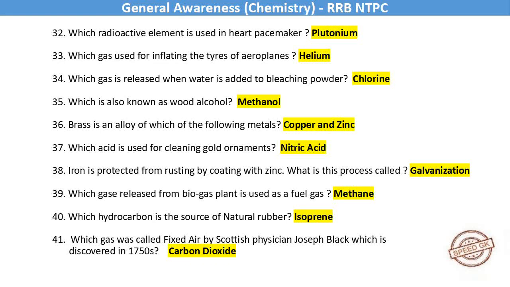Nitric acid. Iron is protected from rusting by coating with zinc. What is this process called? Galvanization. Which gas released from biogas plant is used as a fuel gas? Methane. Which hydrocarbon is the source of natural rubber? Isoprene. Which gas was called fixed air by Scottish physician Joseph Black, which is discovered in 1750s? Carbon dioxide.